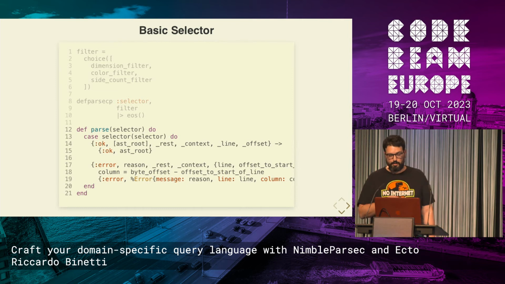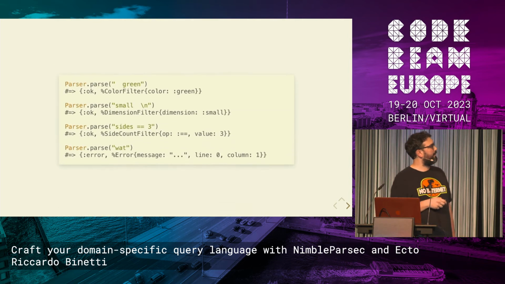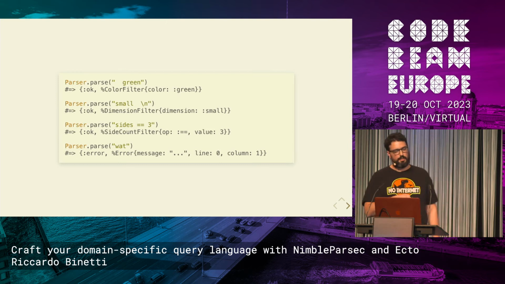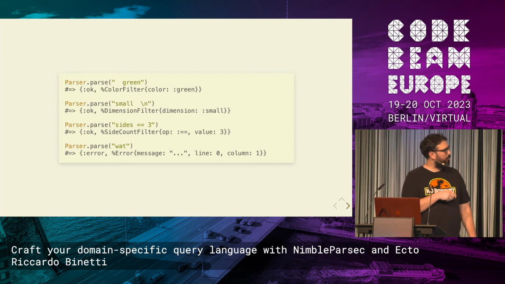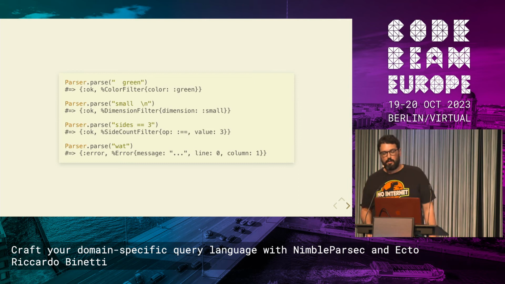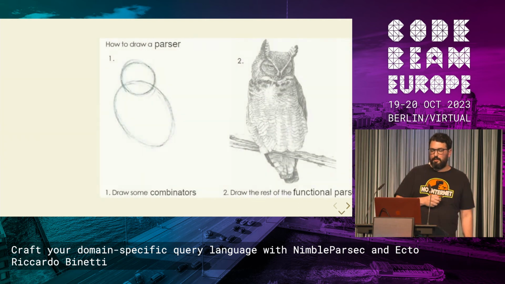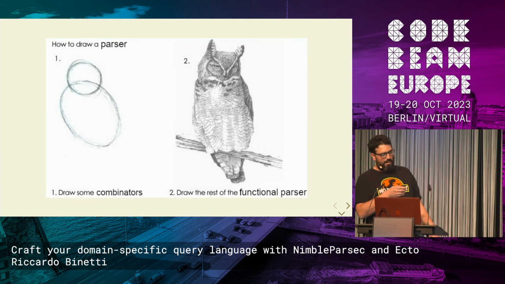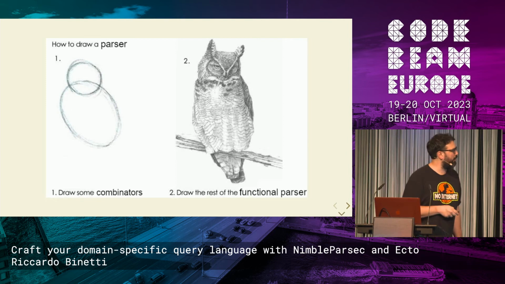And we are going to either return the successful parsing or some kind of error with some line information. And with that, we can filter green, we can filter small, and we can filter sides equal to 3. And we can error on invalid strings. Now, this is the part where you have to draw the rest of the owl, because I don't have enough time to also go through the binary operation, but they're going to be on GitHub.